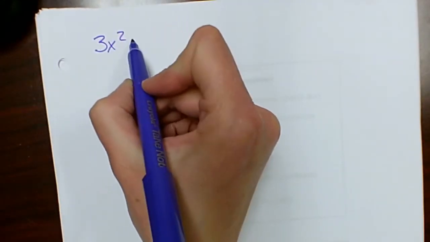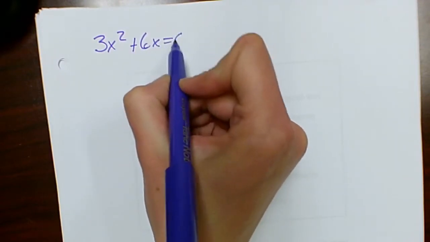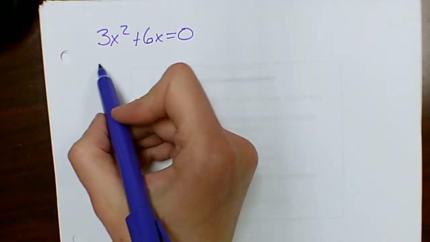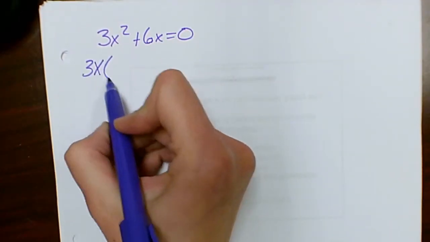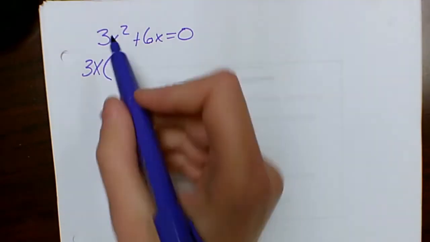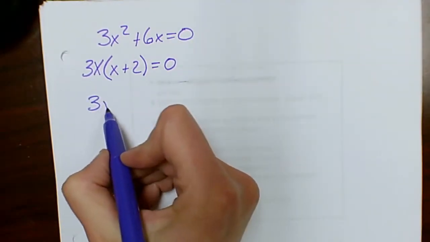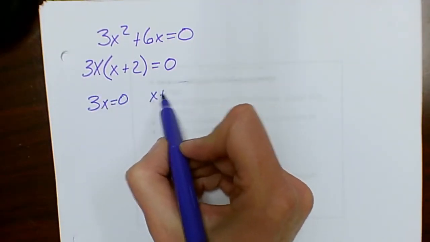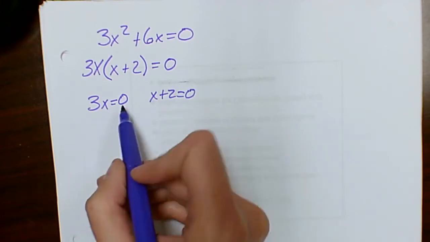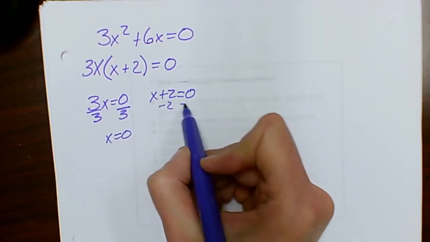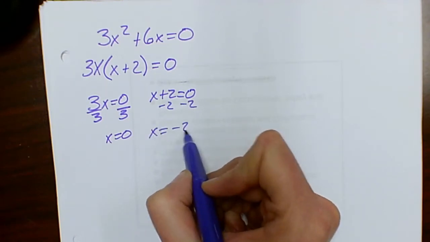Three x squared plus 6x equals 0. So we do need to factor, and we can factor out a greatest common factor of 3x. We have x plus 2 remaining. So we'll have 3x equals 0 and x plus 2 equals 0. Divide by 3 and x equals 0. Subtract the 2 and x equals negative 2.